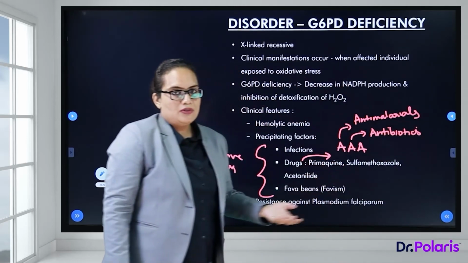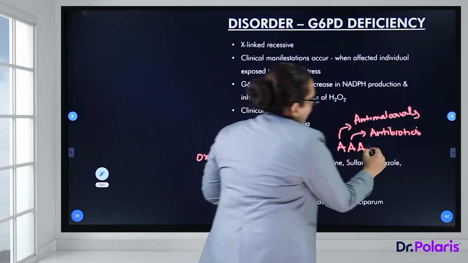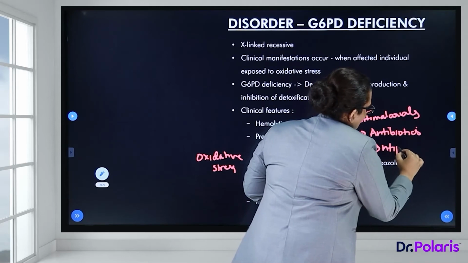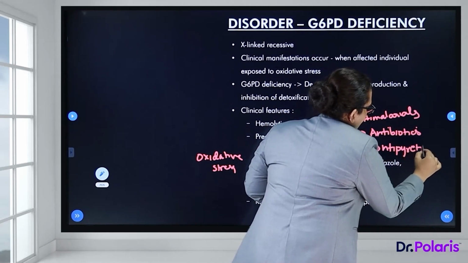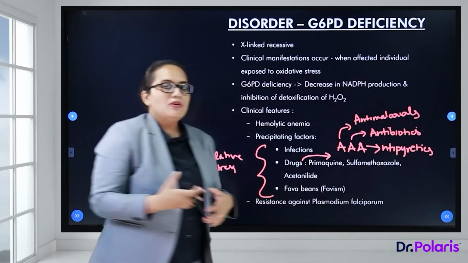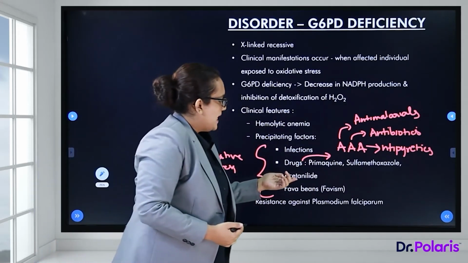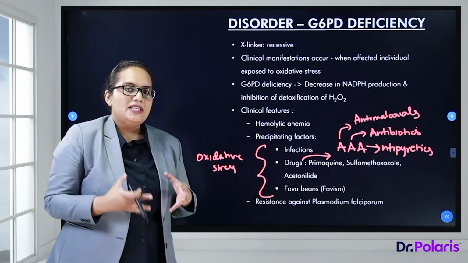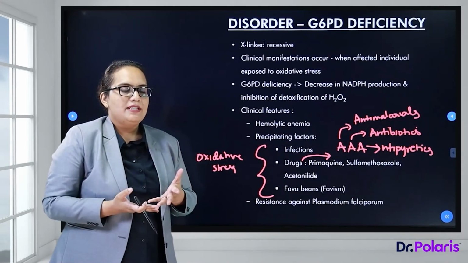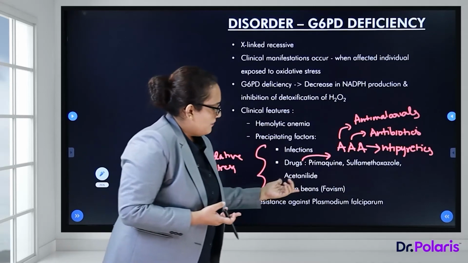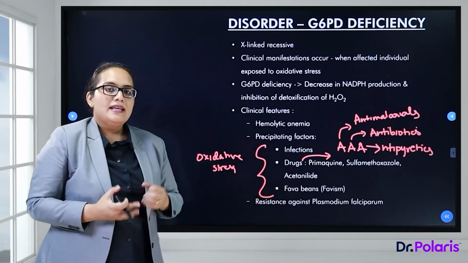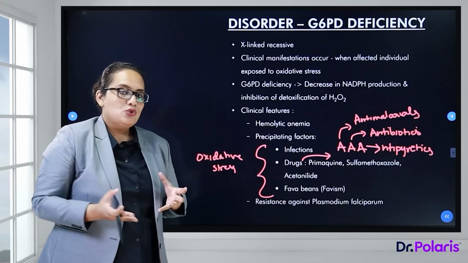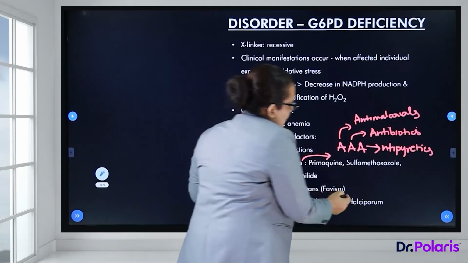such as sulfamethoxazole, and analgesics or antipyretics also. These are used in the treatment of fever or high temperature, like acetanilide. So these are examples of drugs where a person who has G6PD deficiency can start exhibiting symptoms. And last is fava beans, also known as broad beans. Intake of these beans can cause the clinical features to appear, and the condition is known as favism.